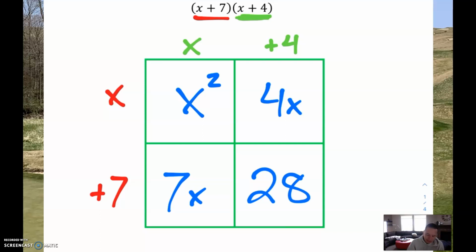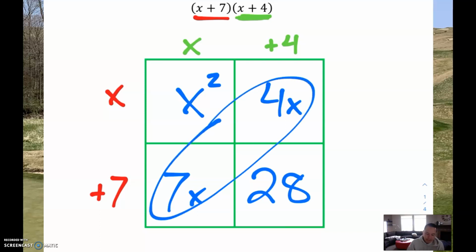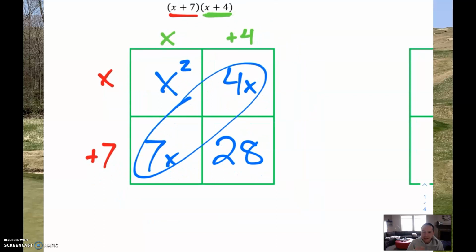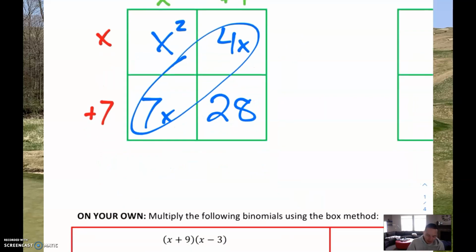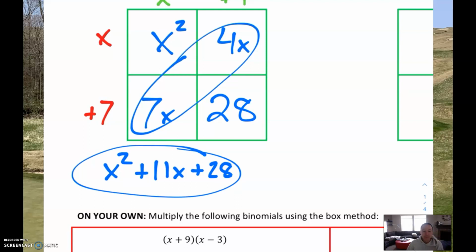Now you'll notice 4x and 7x, they can combine together since they're like terms. When you combine them, you're just adding them together, and we will end up with an x squared plus 11x, because 7x plus 4x combine to be 11x, and plus 28. And this is your final simplified answer.